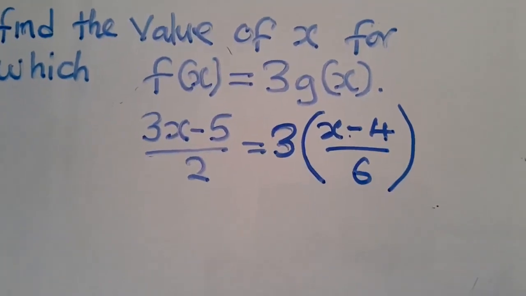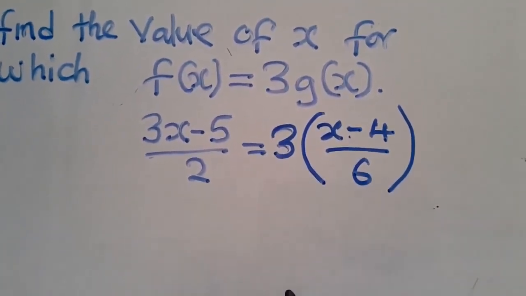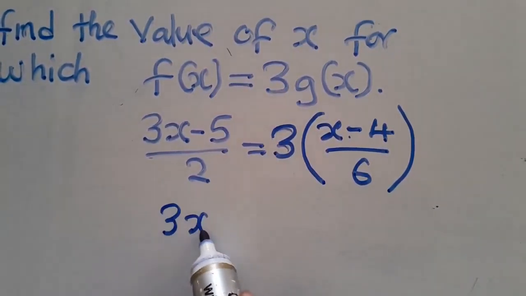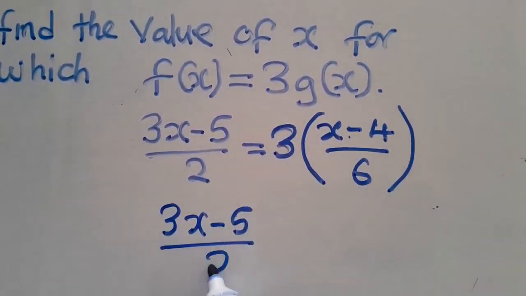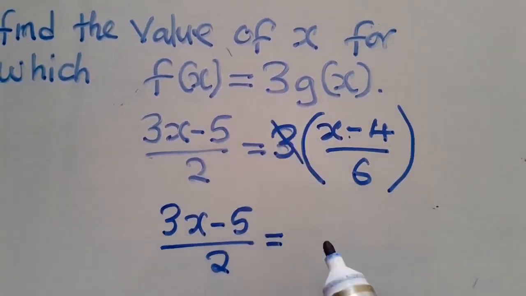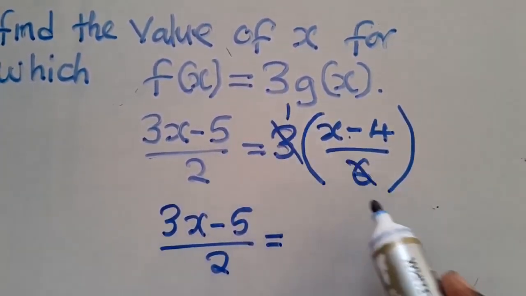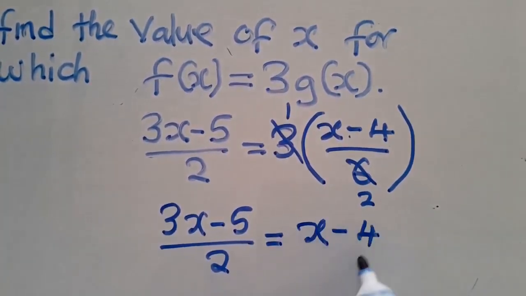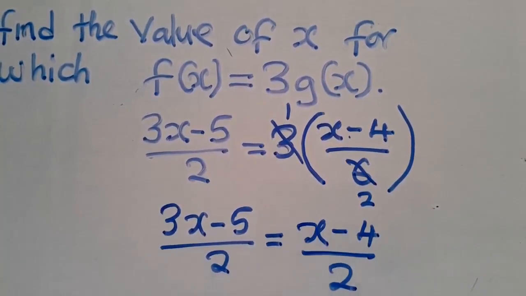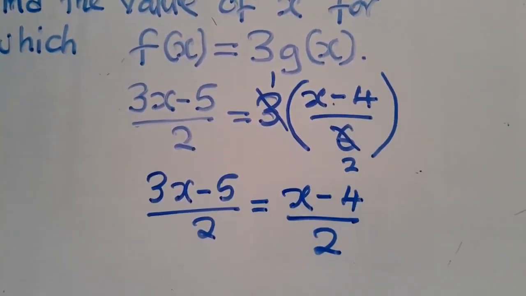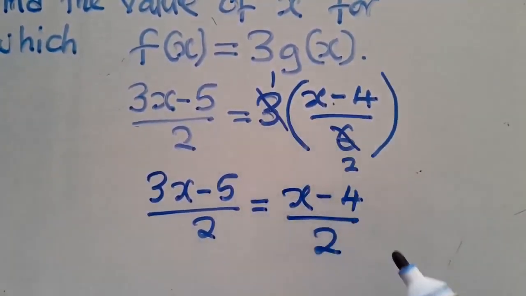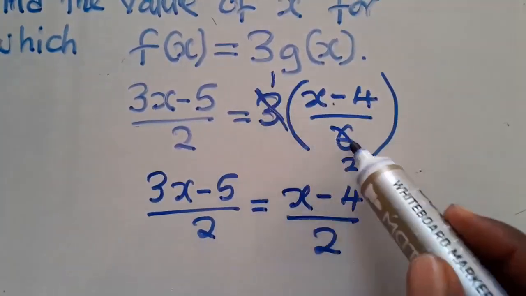So now, what are you supposed to do? Before you cross multiply, you work out this part. So you've got 3x minus 5 over 2 is equal to, what is 3 there? 3 there, it's 1. What is 3 there? It is 2. So what you are going to have is x minus 4 over 2 on the other side. Have you seen the way I've done this? 3 there, 1. 3 there, it's 2.